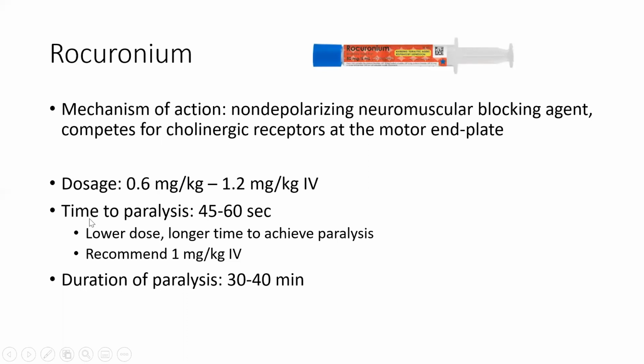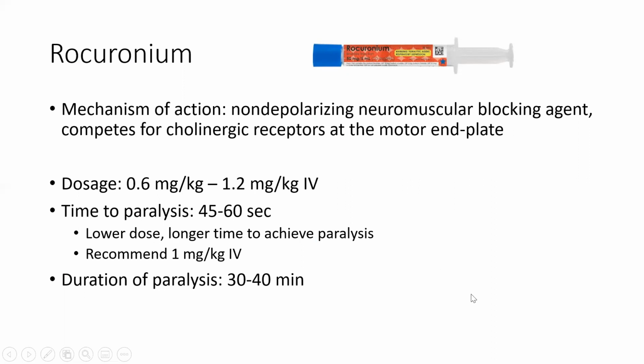The time to paralysis of Rocuronium is somewhere between 45 and 60 seconds for most patients. Now, the caveat to that is the lower dose you use, the longer time it takes to achieve paralysis. So if you're starting on the 0.6 milligram per kilo dosing per actual body weight, it may take 60 seconds or it may take 90 seconds to achieve paralysis in your patient.